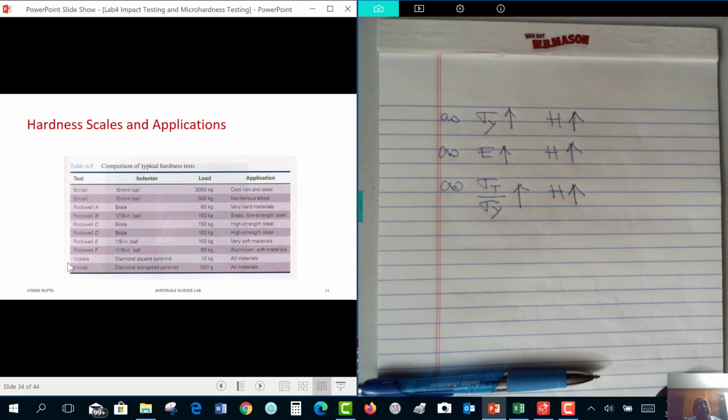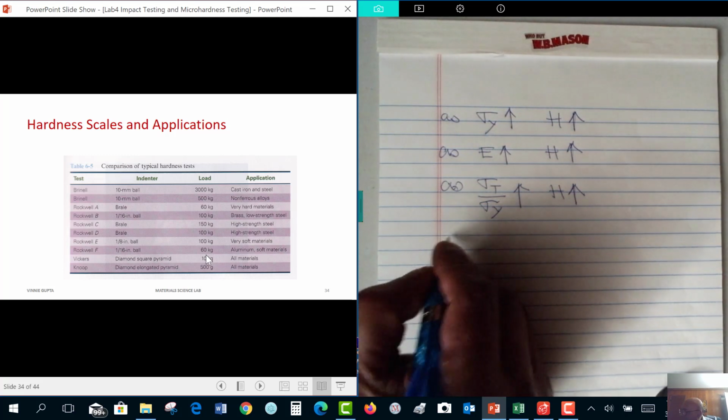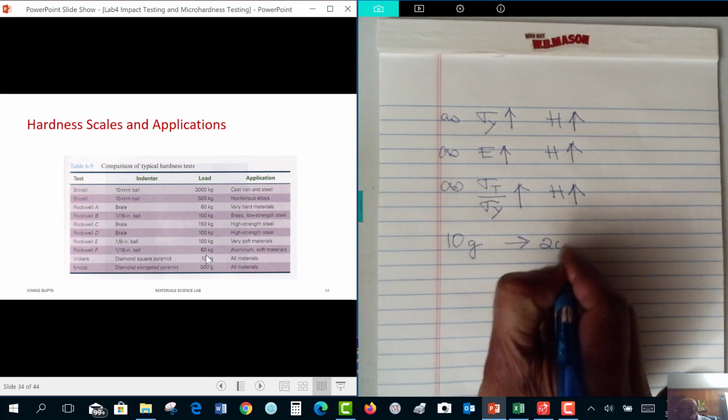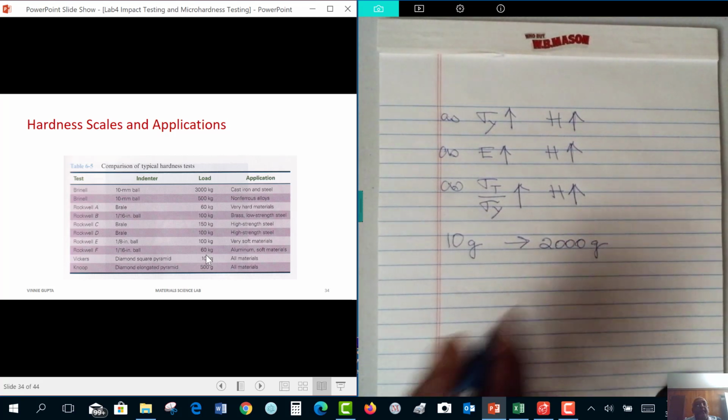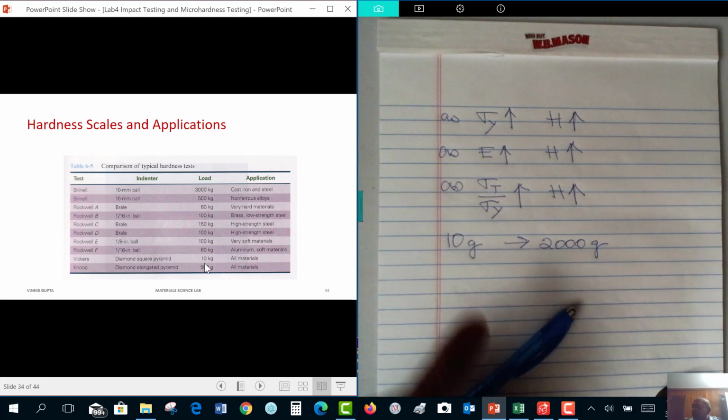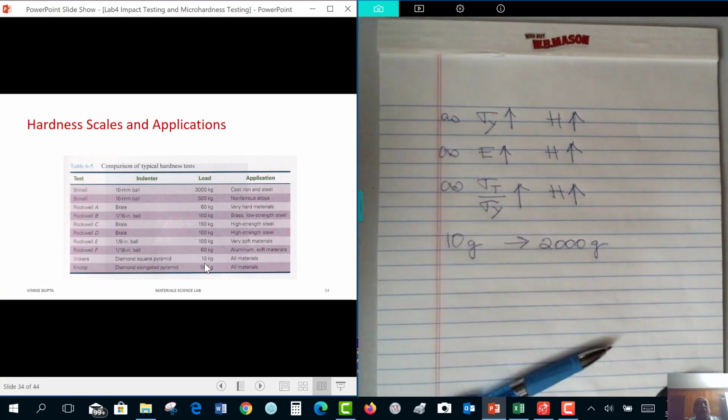Today we are going to talk about Vickers, which uses a diamond square pyramid indenter. And the loads we apply are of the order of something like 10 grams to about 2 kgs. And then, of course, as I said, in the next lab we are going to do Knoop indentation using an elongated pyramid. And again, loads are in the same range, 10 grams to about 2000 grams or so.